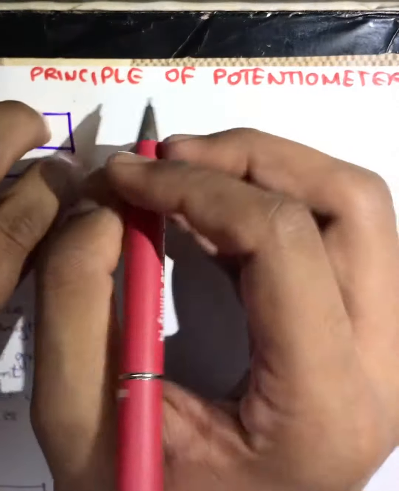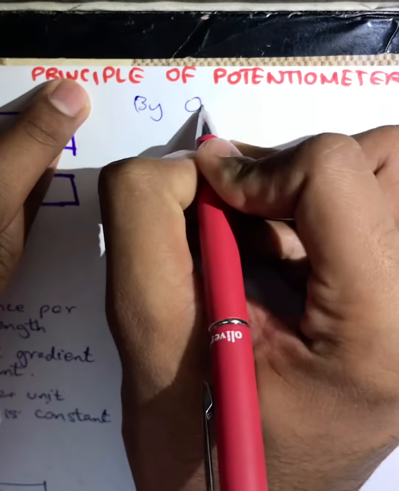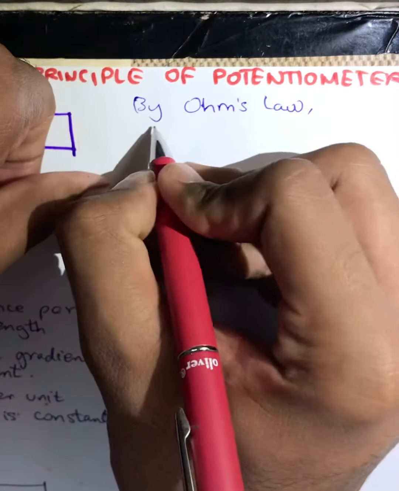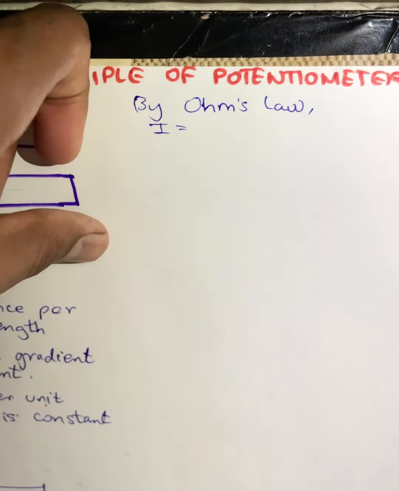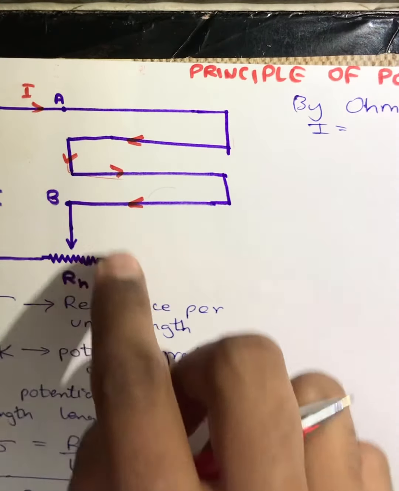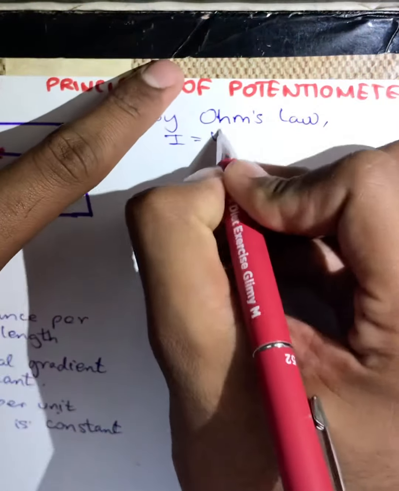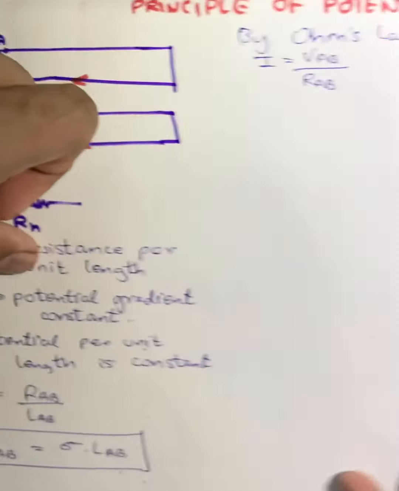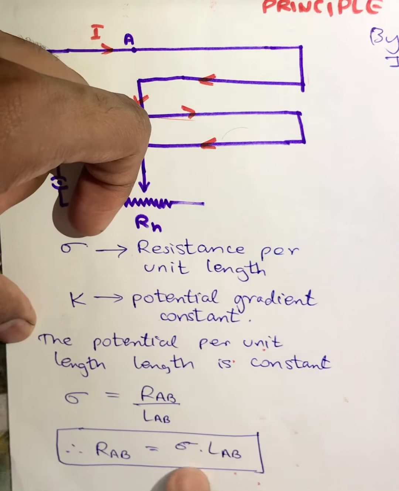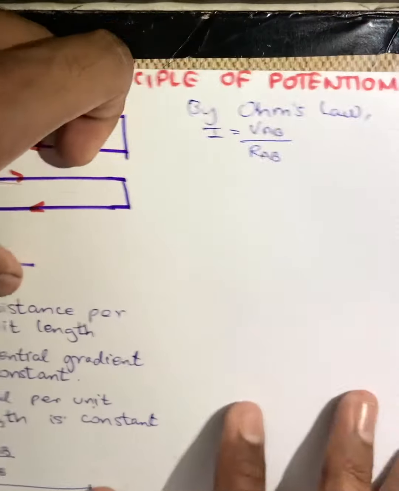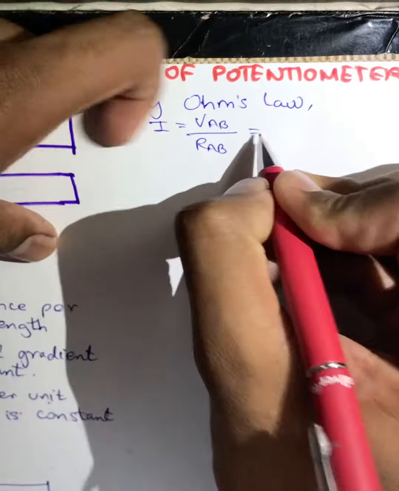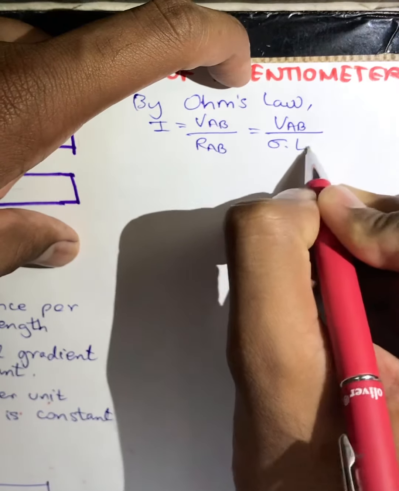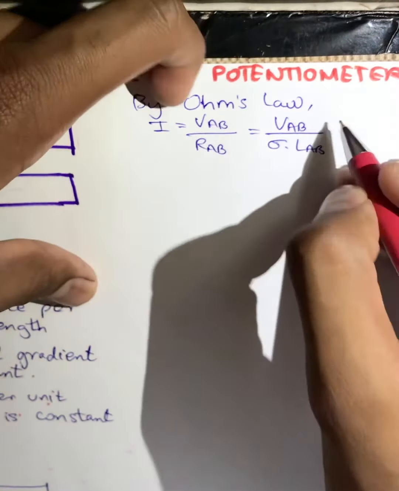Now by Ohm's law, we all know that current is equal to voltage upon resistance. Over here we are considering the voltage from A to B. So current equals voltage AB upon resistance AB. What formula did we get for the resistance AB? It is rho into LAB. Just substituting this formula, therefore I equals VAB upon rho into LAB. Let's mark it as 1.